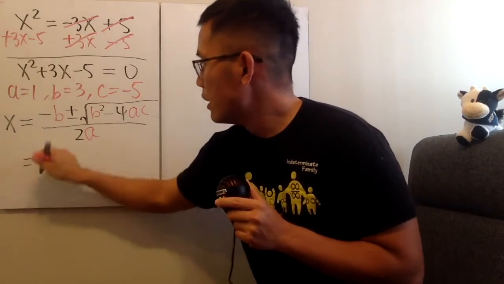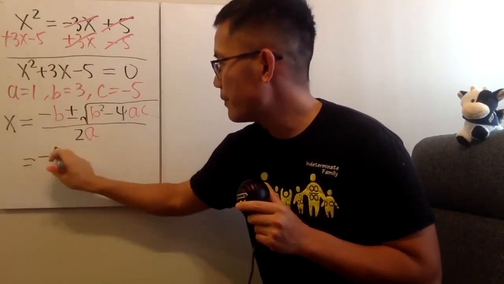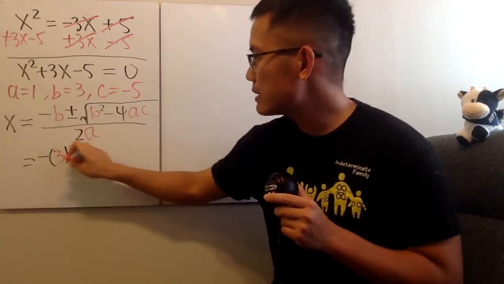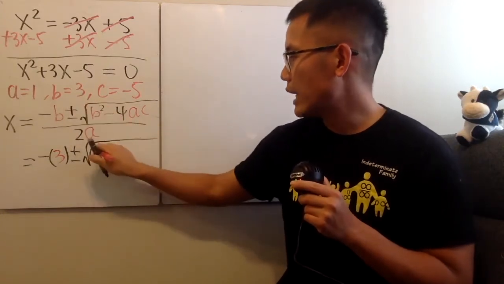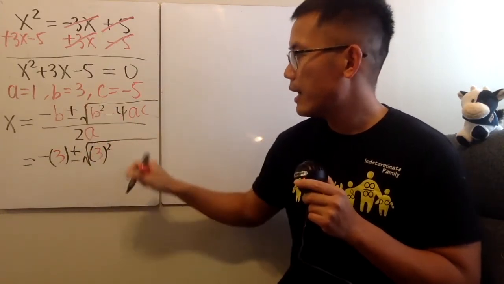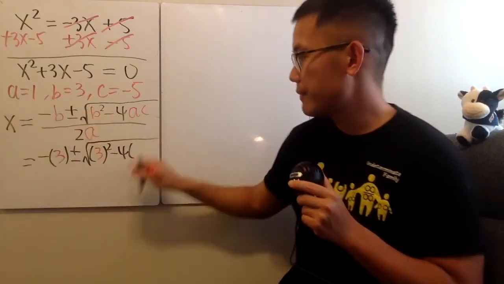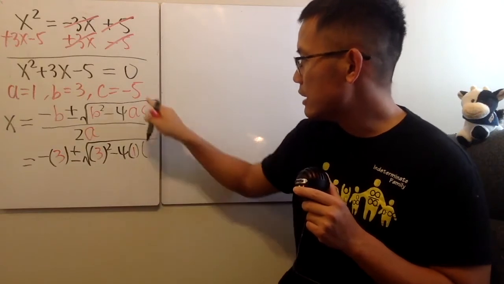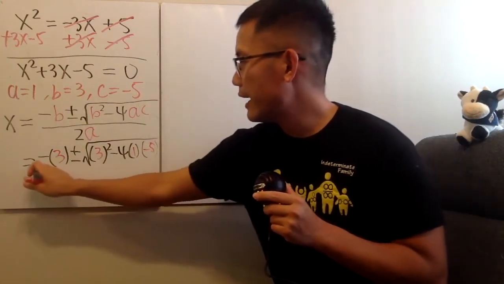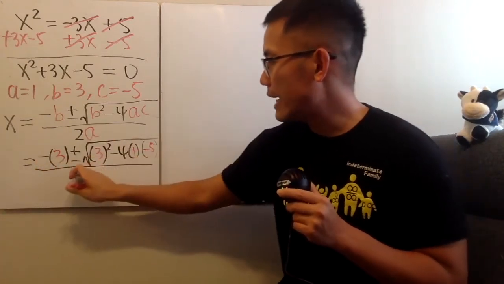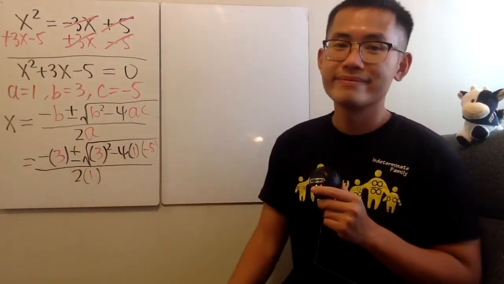So this is negative b, b is 3, so we will have negative 3, like so, and then plus minus square root, put a 3 in here, so we have 3 squared, and then minus 4 times a, which is just 1, and then c is negative 5, so I just have to put that down, and that's what we have. And then all over 2 times a, which is again 1, so let's just write that down like this.